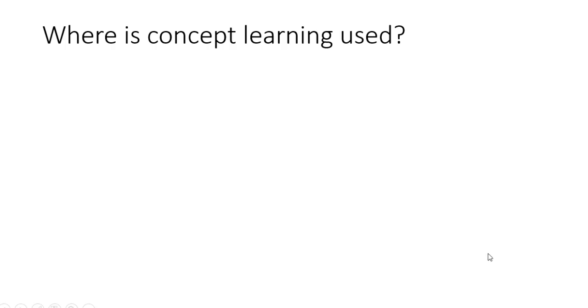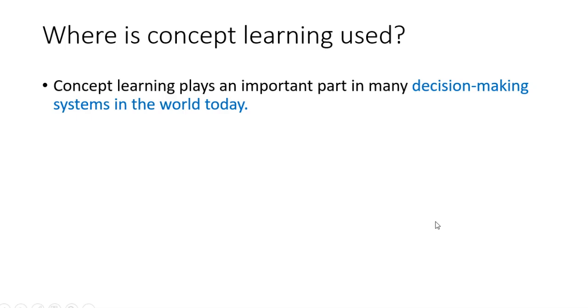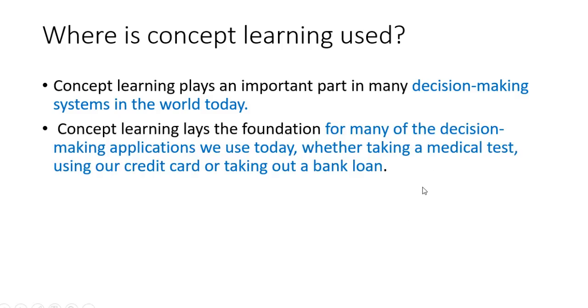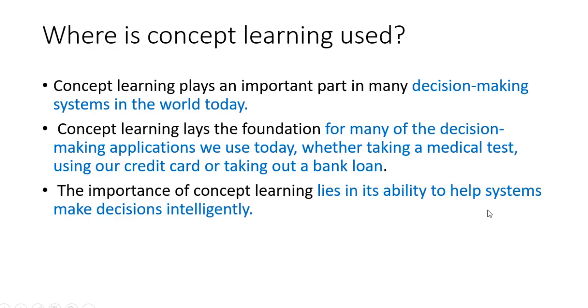So what is concept learning, and where is it used? Concept learning plays an important role in decision making systems, right? In the first case, concept learning helped to decide whether the loan has to be approved or not. In the second case, concept learning helps us to decide whether this is an elephant or not, whether this is an apple or not. Concept learning lays a foundation for many decision making applications, like medical tasks, credit cards, or taking a bank loan. So the importance of concept learning lies in its ability to help systems make decisions intelligently.